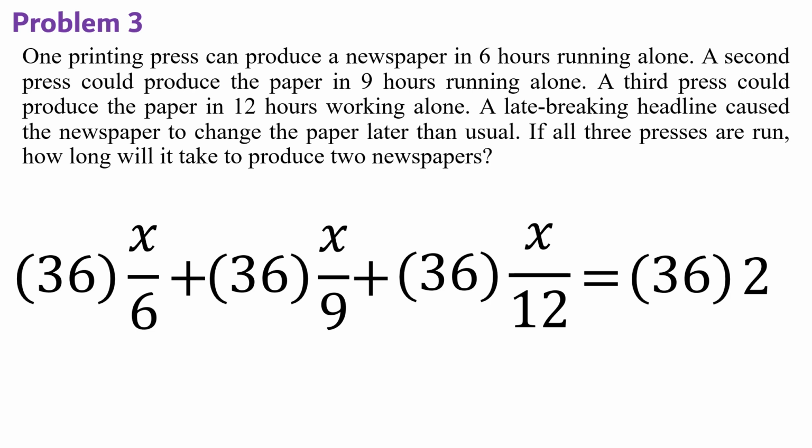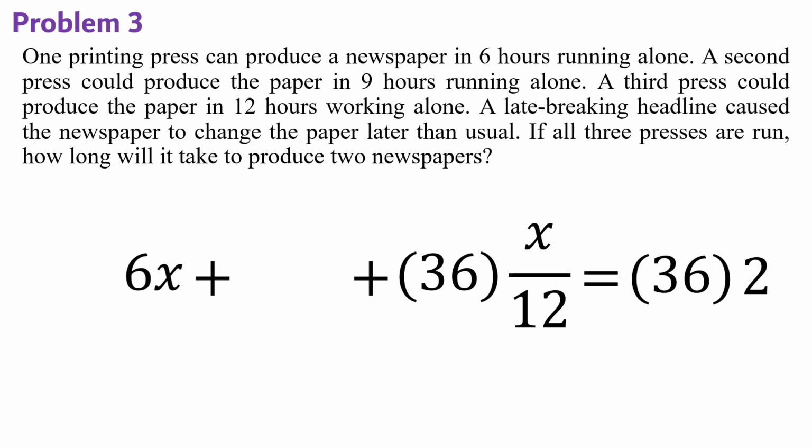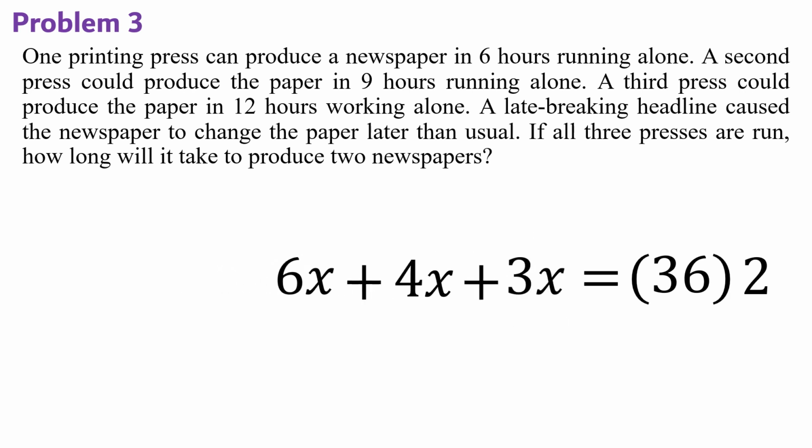Anyway, let's continue. 36 times x over 6. So let's have the first term. That's 6x. 36 times x over 9 is 4x. 36 times x over 12 is 3x. And then 36 times 2 is 72.